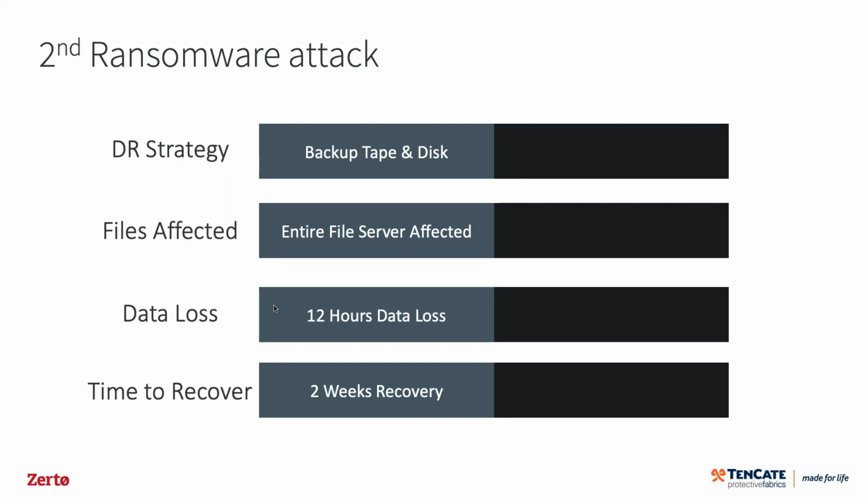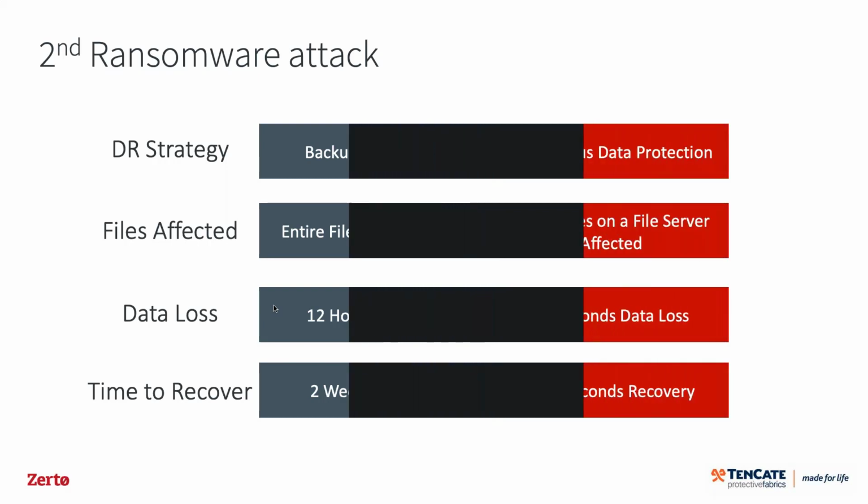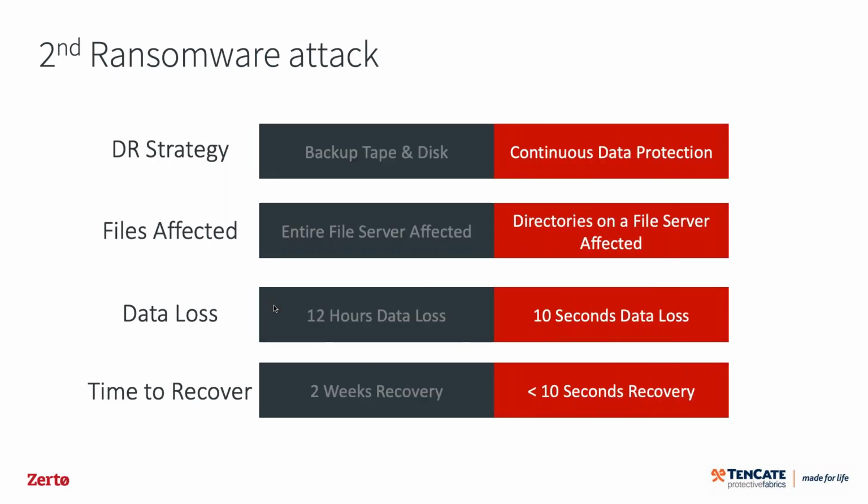So with that second ransomware attack, the only thing that changed within the environment is their strategy. They transitioned from legacy backup tape and disk to continuous data protection. A very similar attack happened, and they only experienced 10 seconds of data loss. They were able to simply go back in time, 10 seconds to a checkpoint, and recover critical applications, entire applications.